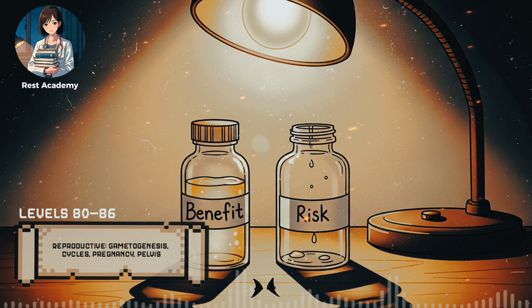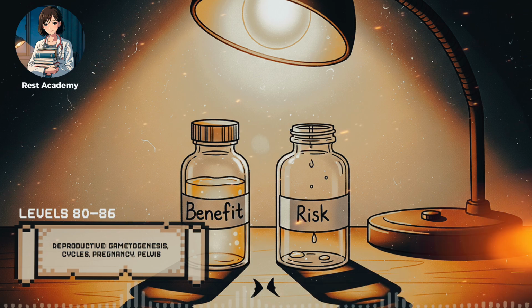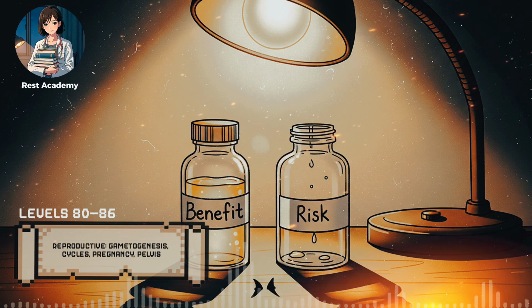Pelvic anatomy supports reproduction and influences childbirth and gait. The bony pelvis consists of the ilium, ischium, and pubis, fused in adulthood, forming acetabulum and pelvic inlet and outlet. Sexual dimorphism is prominent.